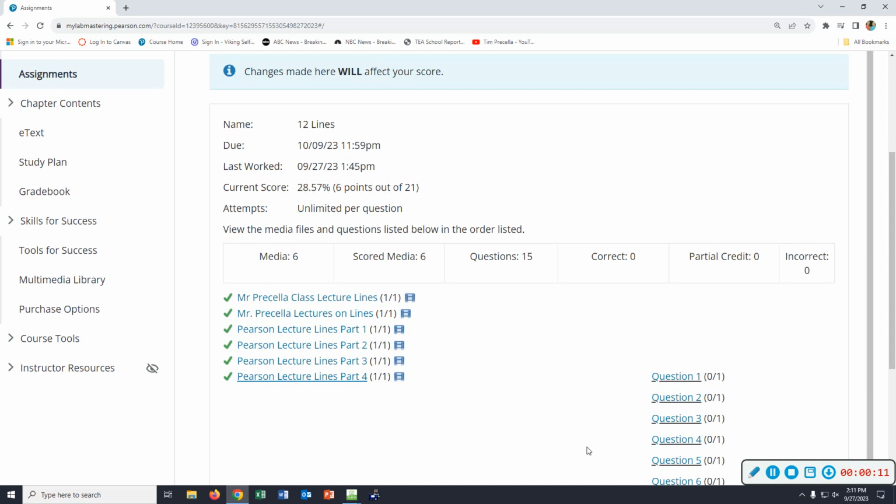Today we're going to look at lines. I know we graphed lines in the last assignment. We had those nice graphing tools. Today we're going to take more of an algebraic approach to lines.